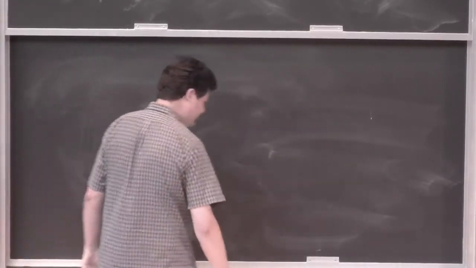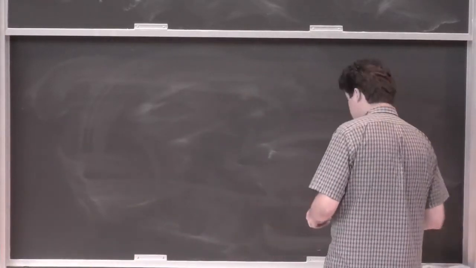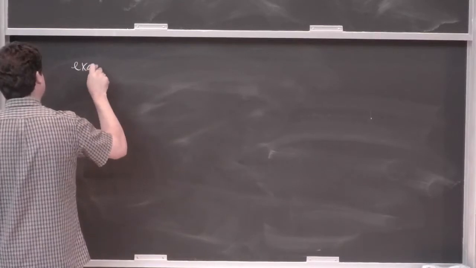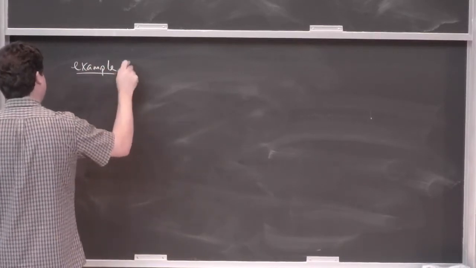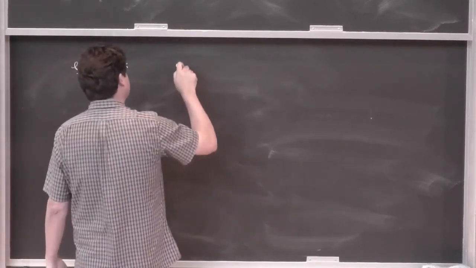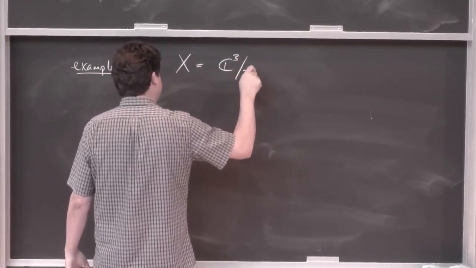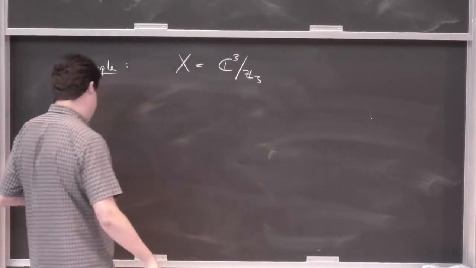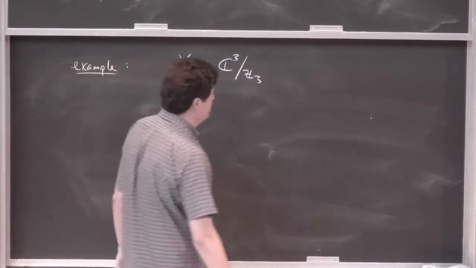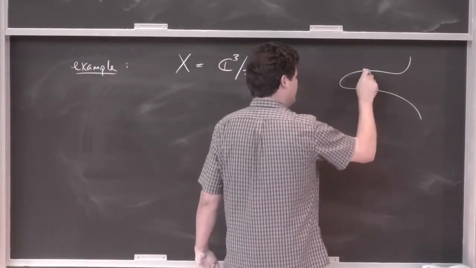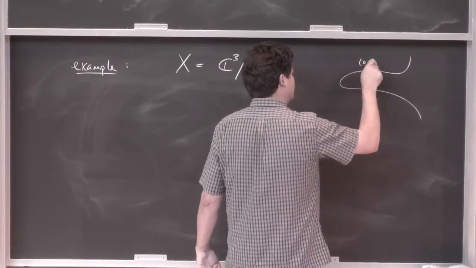Let's have an example. Let's have X be C3 mod Z3. All right, so I'm going to talk about what's apparently my favorite example, an elliptic curve with the point 0, 0, 1 on it.